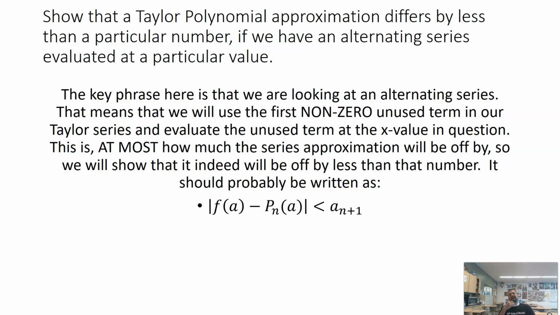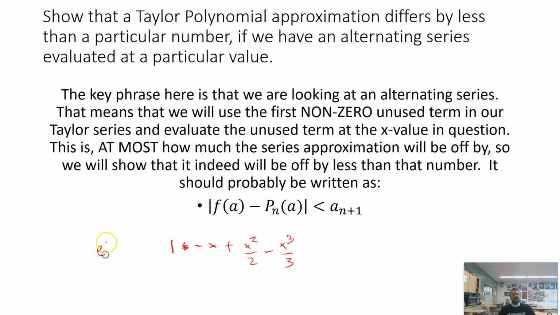But if we have to show that a Taylor polynomial approximation differs by less than a particular number, if we have an alternating series, so if we have a Taylor polynomial, I'll just make one up. Let's say we'll just go with e to the x, okay? So I have e to the negative x, excuse me. If I had e to the negative x, I would have 1 minus x plus x squared over 2 minus x to the third over 3.